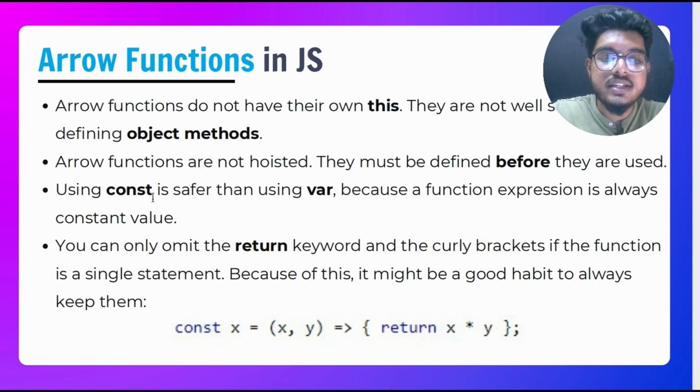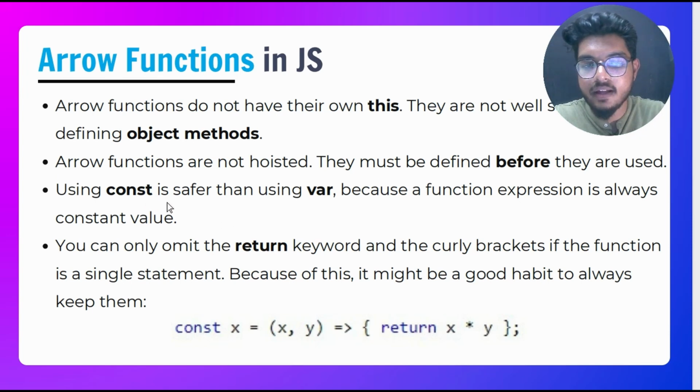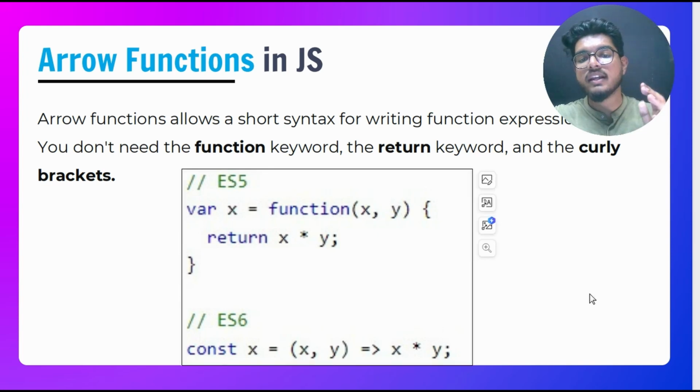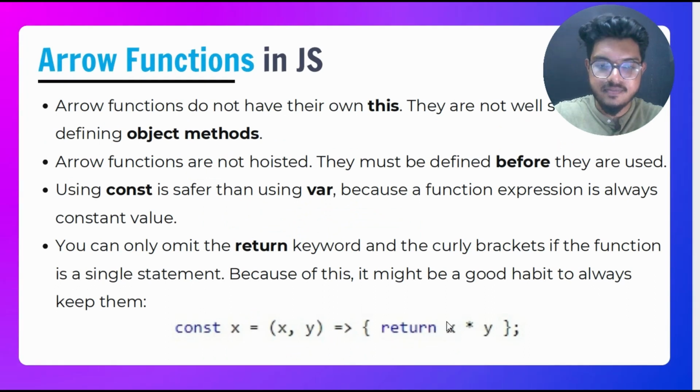Okay. Using const is safer than var because a function expression always has a constant value. You can only omit the return keyword and the curly brackets if the function is a single statement. Let me go to the previous slide, just a minute. Here it is an arrow function. Here you do not have any return or curly braces. But you can write the curly braces and return as well. Both are one and the same. It is just a type of writing the function. Both act as one and the same.